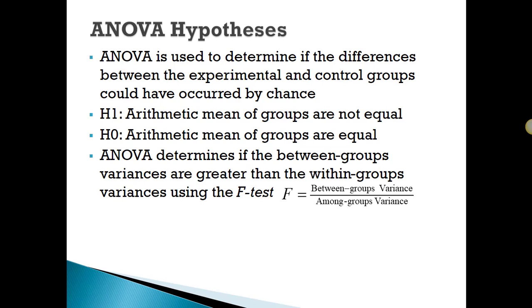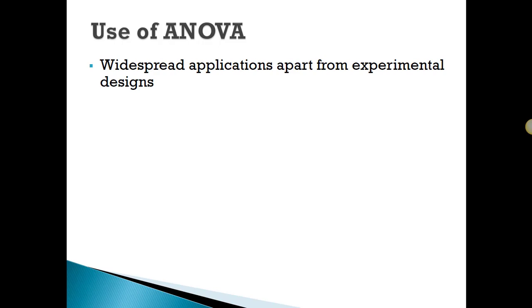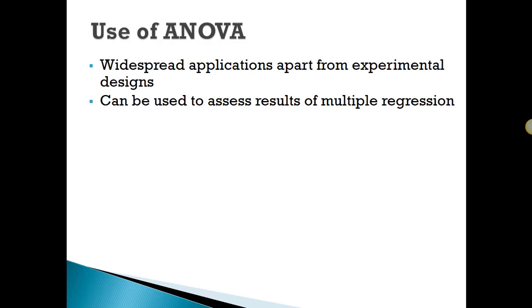ANOVA determines if the between-groups variation, in other words the differences when we go from group to group, is greater than the within-group variation. We use a statistical test called the F-test. If this ratio is much greater than 1, the difference among the groups is likely to be statistically significant. And this has a lot of applications.